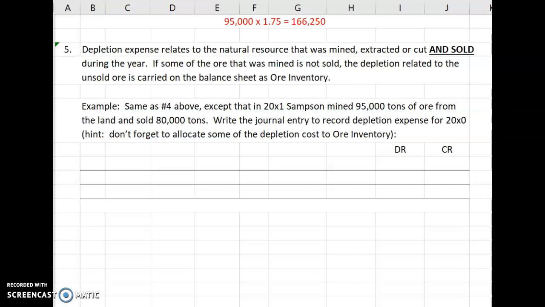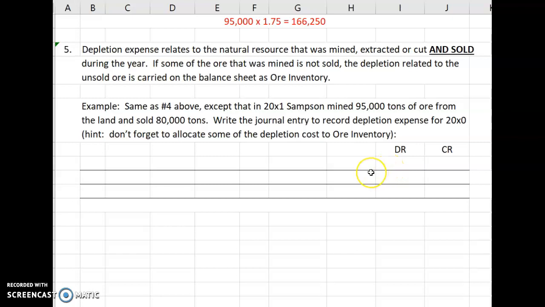Same as number 4 above, meaning that Sampson mined 95,000 tons of ore from the land, but they only sold 80,000 tons. That means that 15,000 tons were mined but not sold. So the depletion expense that relates to that 15,000 tons must be carried as an asset called ore inventory.